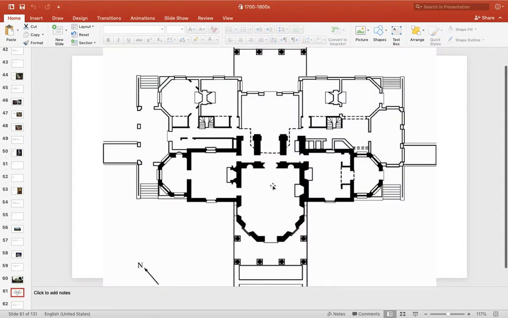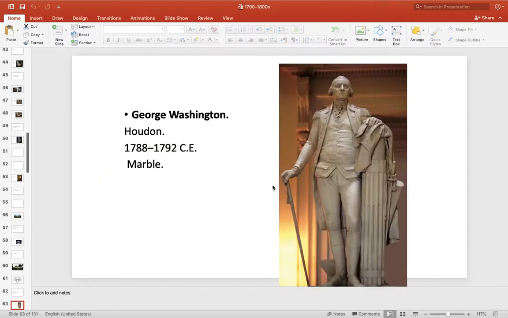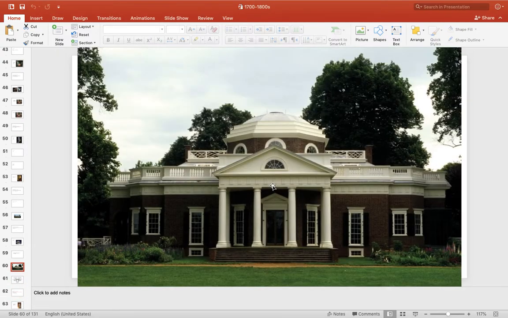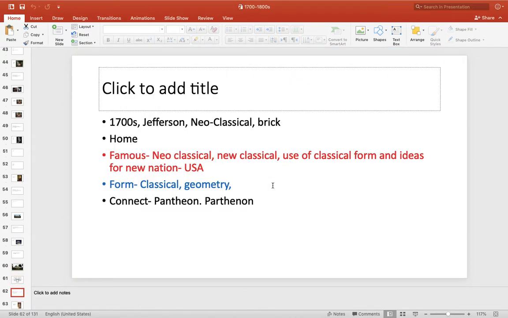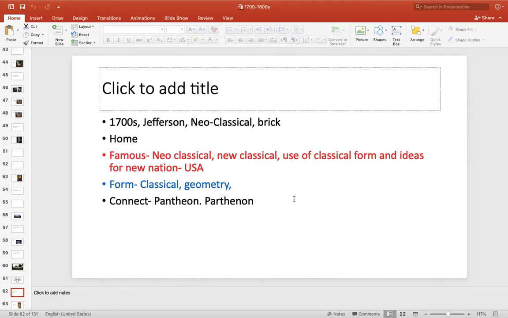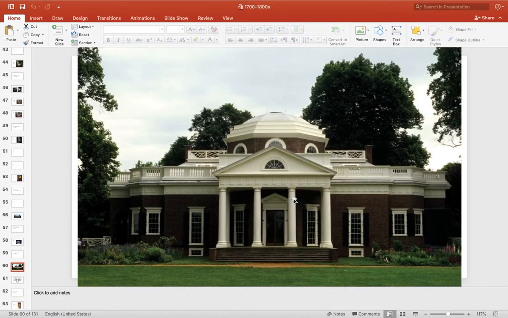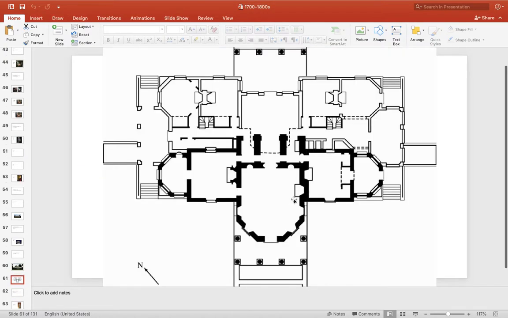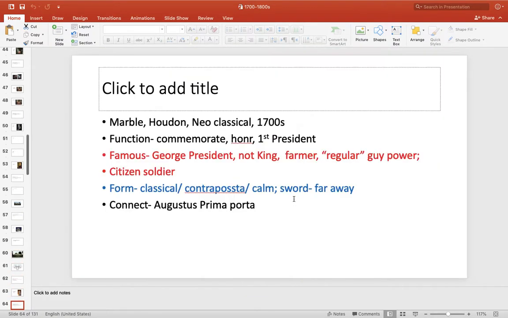The style, neoclassical. Material, brick. What's the function? It is his home. Why is it famous? He is the originator of neoclassical or the new classical. He'll use classical architecture of democracy to express the symbolic ideas of democracy of the new American Republic. All right, form, classical, geometry, math. Connection, Pantheon or Parthenon.